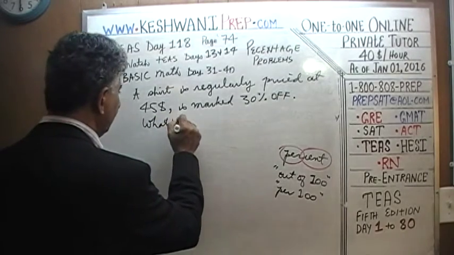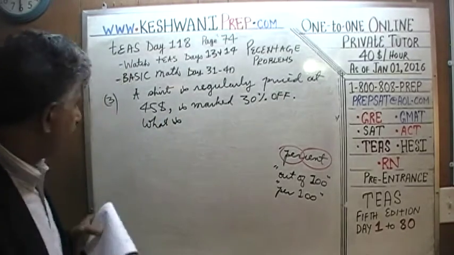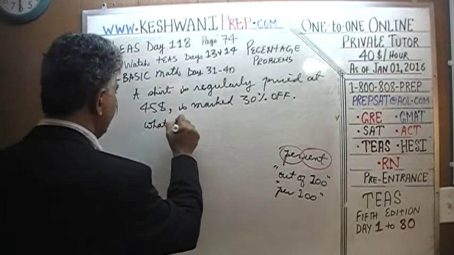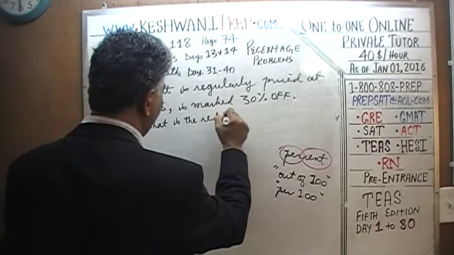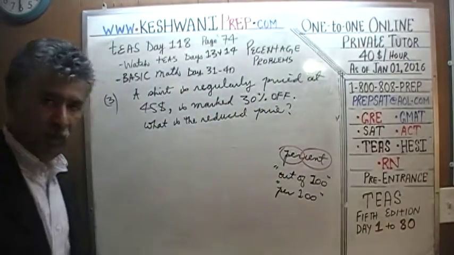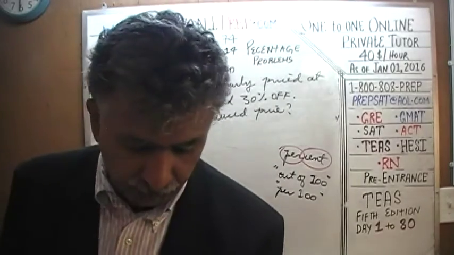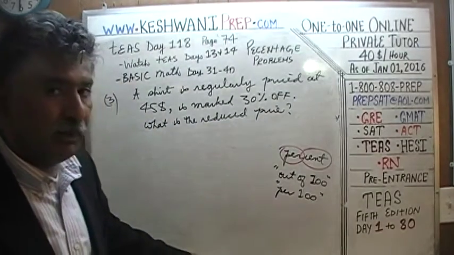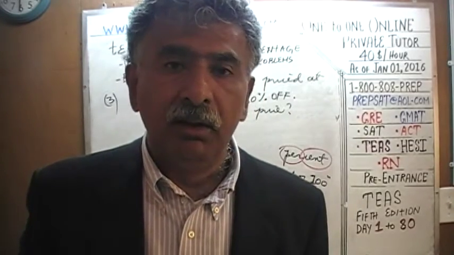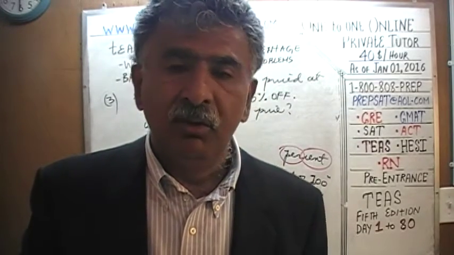What is the reduced price? Again, we have two options. We can go about it in two different ways. One way is to do it out in a more geeky, more nerdy, more academic, more traditional way, or the quick and dirty way.